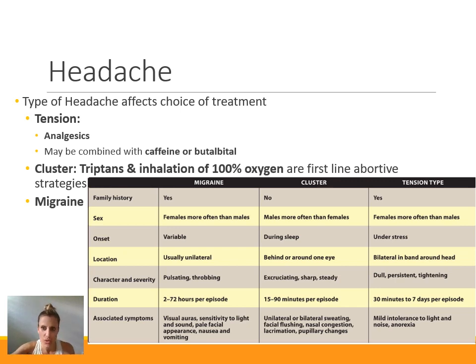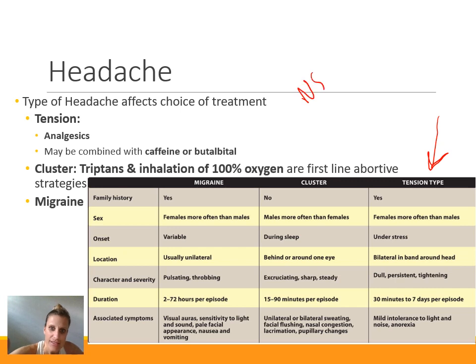Tension headaches, which you see right here, are typically characterized by a bilateral band of pain around the head. These headaches are usually associated with stress, and the pain is a dull, persistent, pressure-tightening type of pain. They're more common in females and again are associated with stress, hence that tension. We treat tension headaches with analgesics.